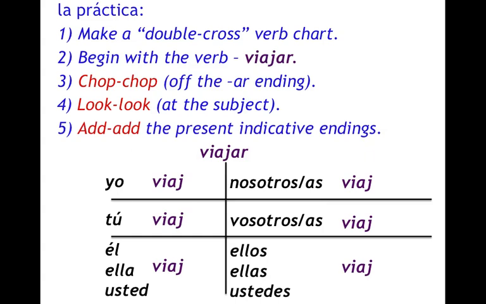So, ¿cómo se dice I travel? Yo viajo. You travel. Tú viajas. He, she, you formal travel. Él, ella, usted viaja. We travel. Nosotros or nosotras viajamos. You guys, you gals, you guys and gals travel. Vosotros, vosotras viajáis. And they or y'all travel. Ellos, ellas, ustedes viajan.